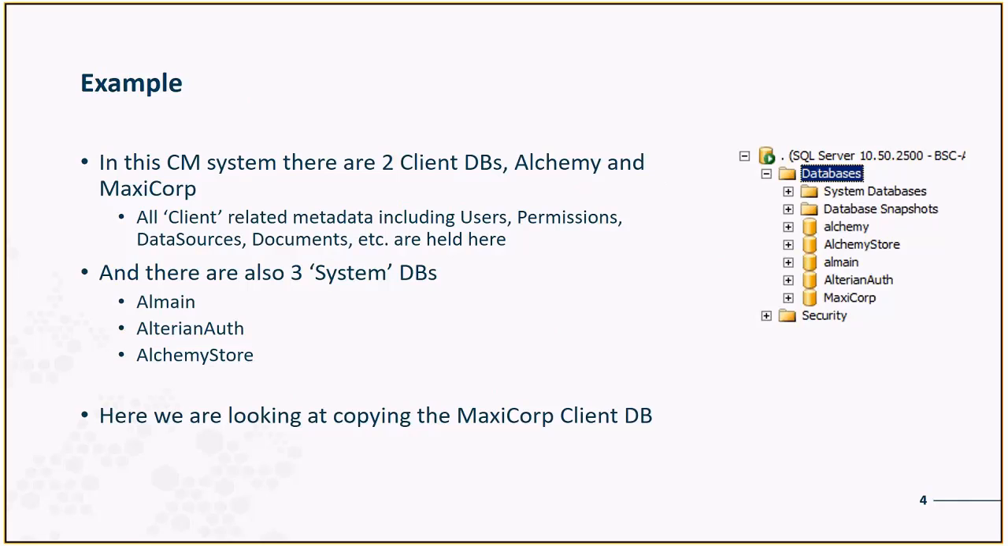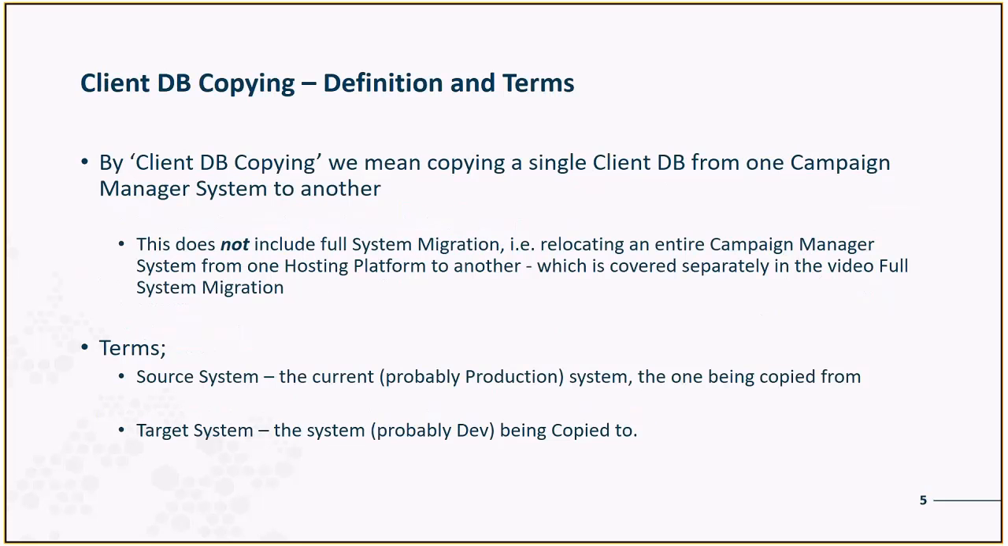Look at an example system here. In this Campaign Manager system, there are two client DBs, Alchemy and MaxiCore, and all client-related metadata, including users, their permissions, data sources, the documents they use, etc., are held here. Of course, there are the three system databases, Alterian, Auth, ALMain, and Alchemy Store. But here we are looking at copying just the MaxiCore client DB.